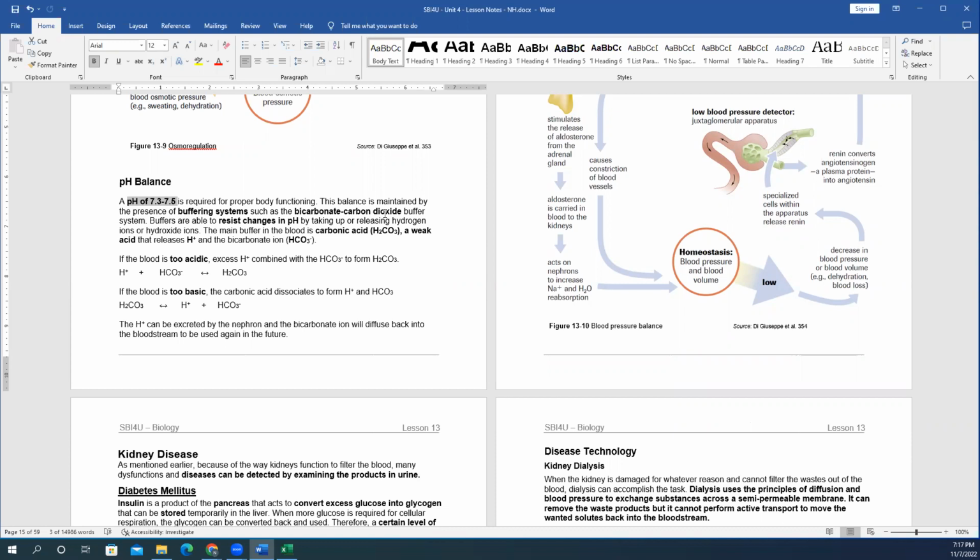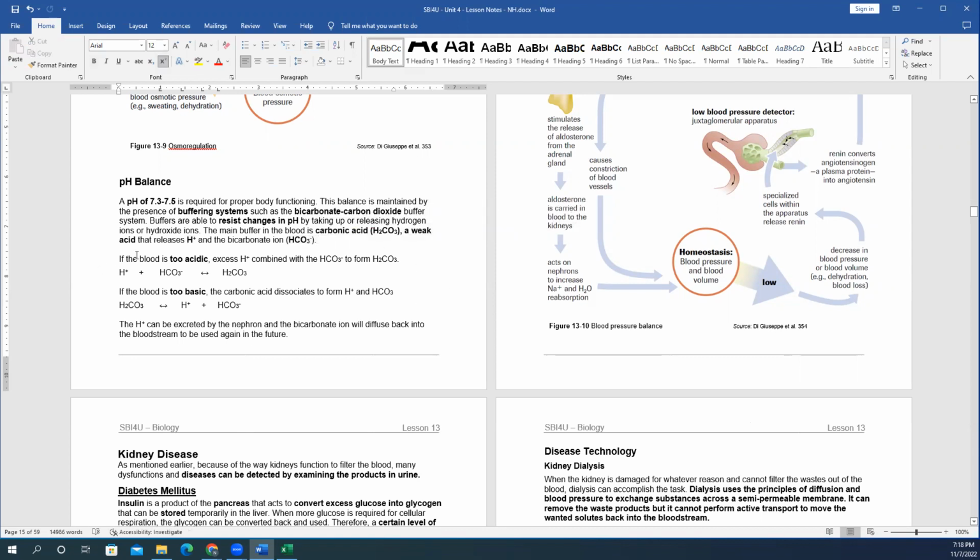So in the blood, the main buffer that we have is carbonic acid, or H2CO3. Carbonic acid is a weak acid, and it is able to release a hydrogen ion, a proton, and become the bicarbonate ion, HCO3 minus. So from H2CO3, it can release a proton and become HCO3 minus.